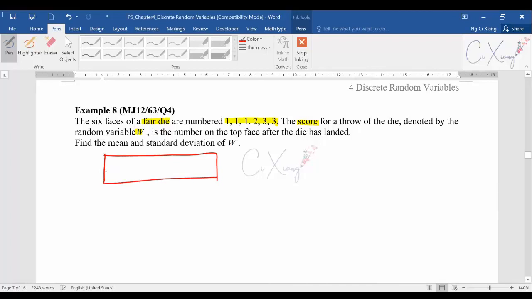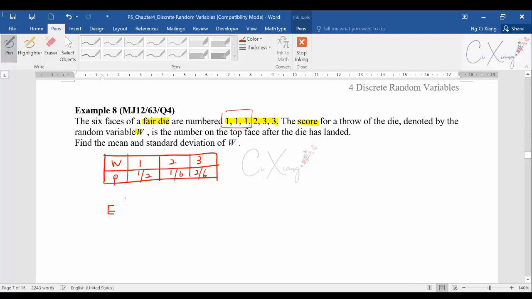So you're having W and the probability. What are the values for W that you have? You're having 1, then 2, and 3. For 1, there are 3 out of the 6 sides, so it will be 1 over 2. For 2, 1 out of 6, so 1 over 6. For 3, 2 over 6, which is 1 over 3. If you want to simplify, you can simplify. So this is a probability distribution table.